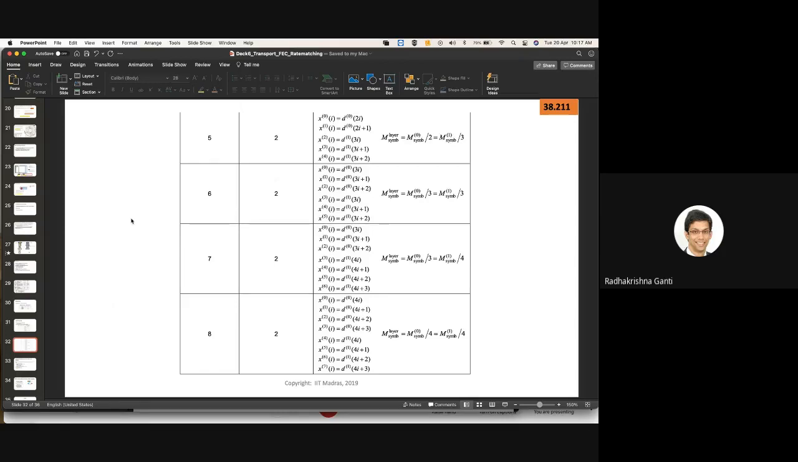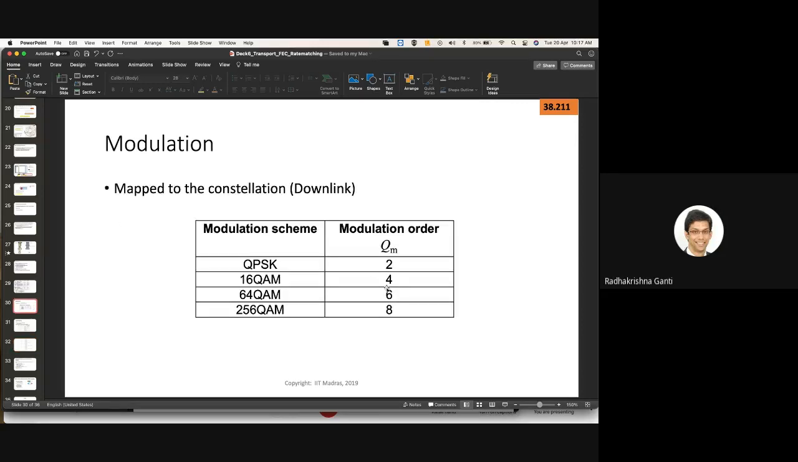So layer mapping is essentially splitting the data into multiple layers. That's all. Sir, actually, this layer mapping comes after modulation, sir. Yes, after modulation, the modulated symbols are split. No, first, the transport blocks: after you do the concatenation and the scrambling, the transport blocks are modulated. After modulation, the symbols are split. The first symbol goes here, the second symbol goes here, and so on.